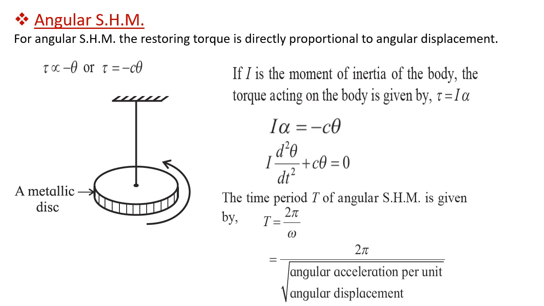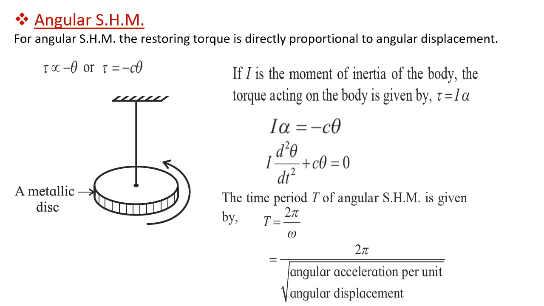And if you just check the presence of the negative sign in the equation, it indicates that the direction is opposite to that of the angular displacement. So this goes in accordance with the definition of SHM, and hence this particular motion is also called angular simple harmonic motion.